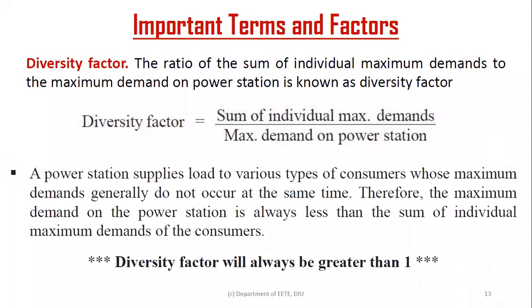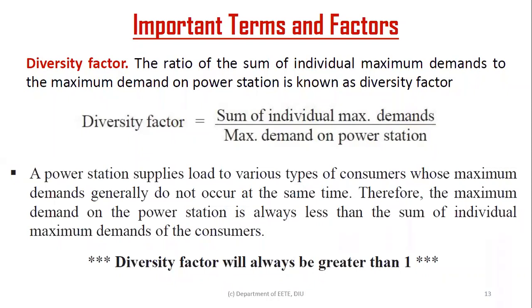I discussed already how it can change or affect, but I'm discussing one more time. Basically, the maximum demand of the power station can be found in the load curve at 6 p.m. in the evening. It has the maximum demand, but individual people may not have the maximum demand at the same time, because everyone's usability or need is different.